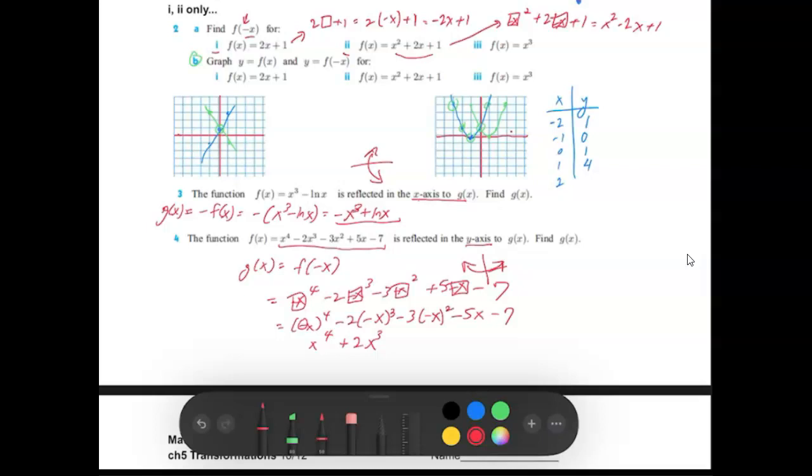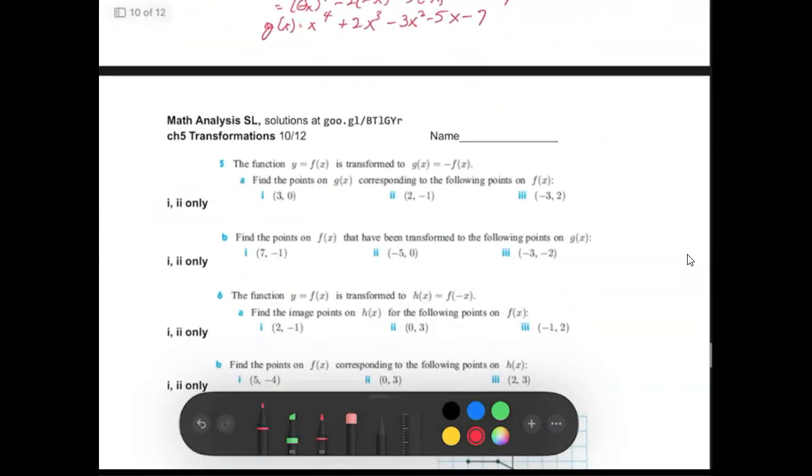Negative x in parentheses squared is the same thing as x squared with no negative sign. And then I multiply it times the subtract 3, and that gives me minus 3 here. Okay, so here's my g of x function simplified. All right, and that's it for this page. Let's move on to the next page, page 10.